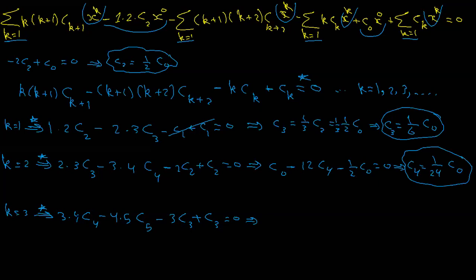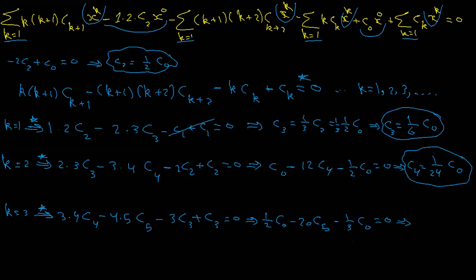Now, 3 times 4 is 12 times C4. Your C4 is 1 over 24, so you have half C0 minus 20 C5. Here you have negative 2C3, and with C3 being 1 over 6, it is negative 1 over 3. Negative 1 over 3 C0 equals 0.